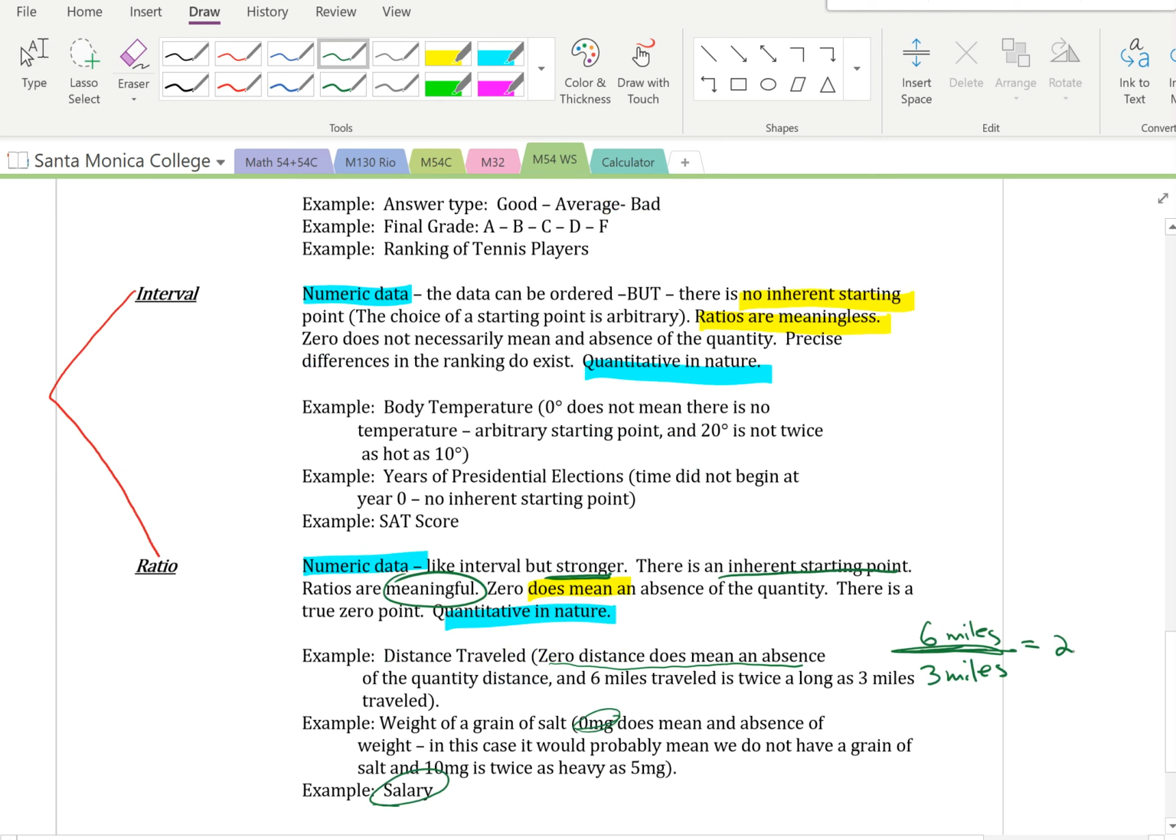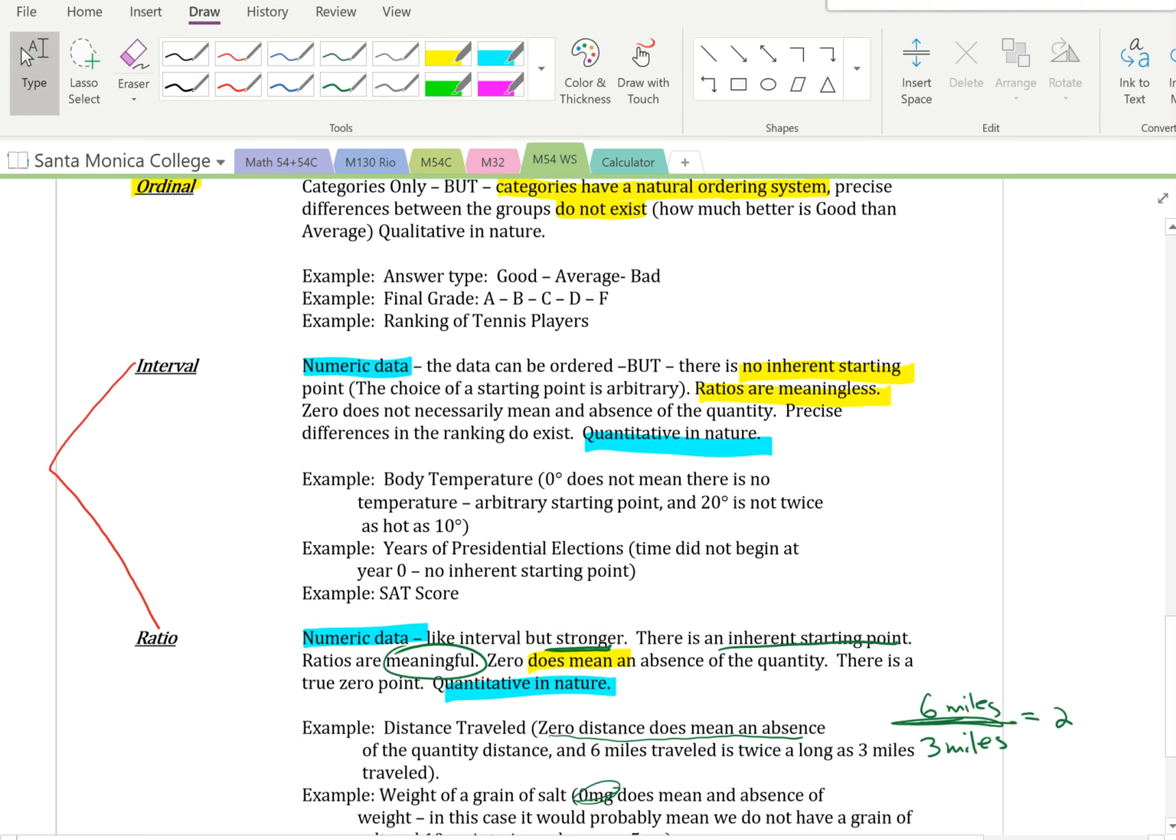Another example would be the weight of grains of salt. 0 milligrams does mean an absence of weight. In this case, it probably means we do not have a grain of salt. And 10 milligrams is twice as heavy as 5 milligrams. Now examples of interval data: let's say body temperature. Think about the temperature: 0 does not mean there's no temperature, and there's an arbitrary starting point. I'd say 20 degrees Fahrenheit is not twice as hot as 10 degrees Fahrenheit. Now, year of presidential election: time did not begin at 0 here. There's no inherent starting point. Another example is SAT score.